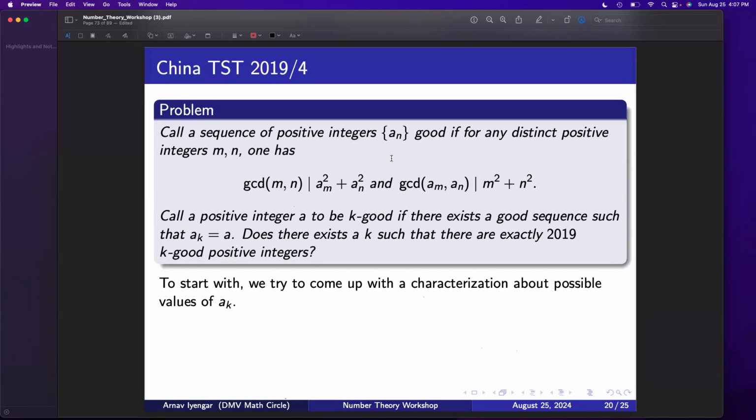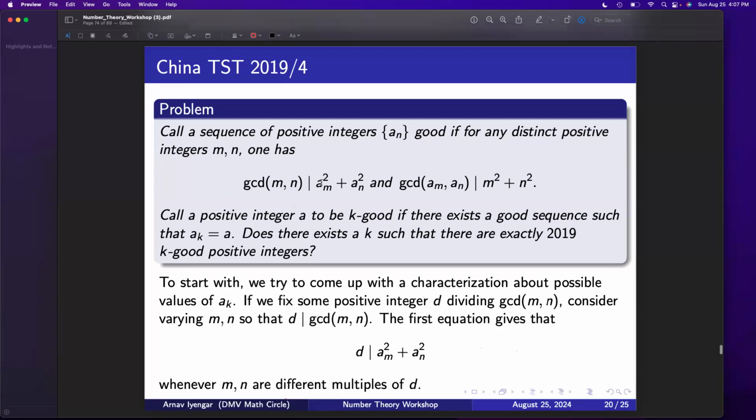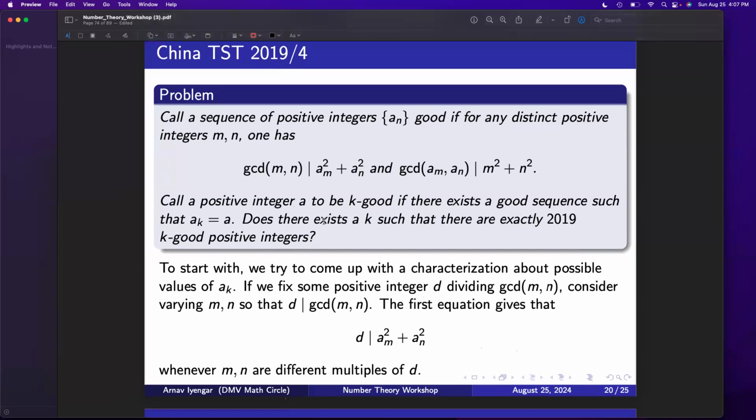So first we look at the first equation, where m and n are clearly going to be multiples of the GCD of m and n. So if we fix some d as the GCD, for any m and n that are multiples of d, you can look at this through vp also. So d has to divide the sum of a_m squared and a_n squared, where m and n are any different multiples of d.